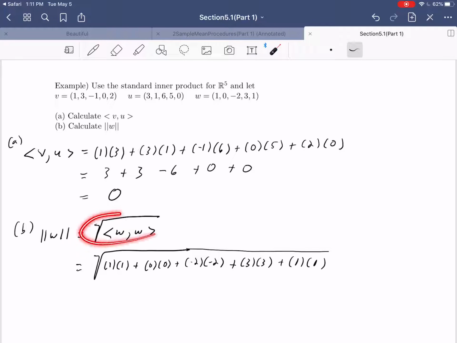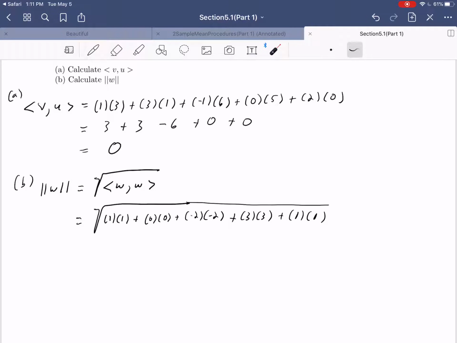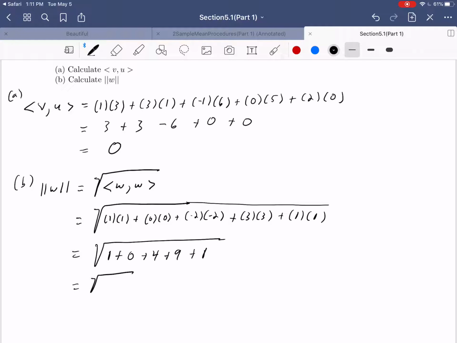Keep in mind that the norm or magnitude of a vector is well defined because by one of the inner product properties, we know that the inner product of a vector with itself is always non-negative, so square rooting it should always be fine. Now we have the square root of 1 plus 0 plus 4 plus 9 plus 1, which gives us square root of 15. So the norm or magnitude of vector W in this inner product is the square root of 15.